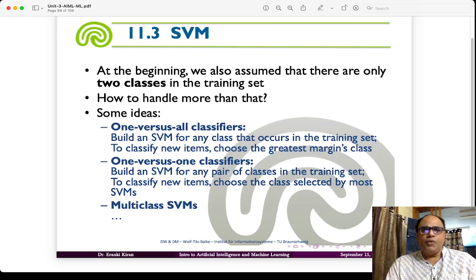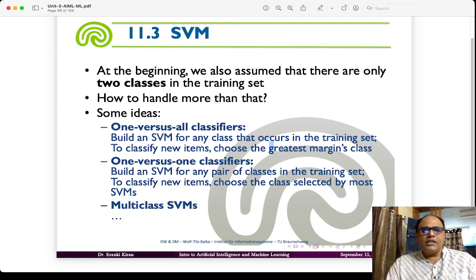At the beginning, we also assumed that there are only two classes in the training set. How do we handle more than that? One approach is one-versus-all classifiers: build a support vector machine for every class that occurs in the training set, and to classify new items, choose the greatest margin size. If you have to classify more data points, you have to look at the misclassification error by increasing the margin, choosing the greatest margin class.